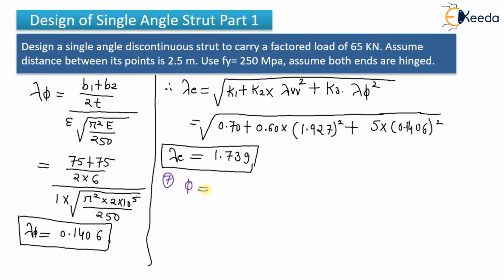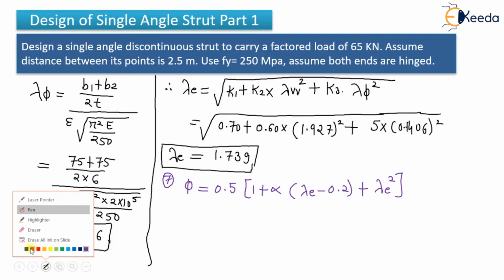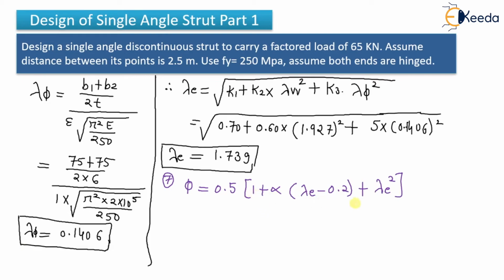So what is phi? Phi is equal to 0.5 in a bracket. It is again given on the same page, page number 48. You can find that formula. Lambda E minus 0.2 plus lambda E whole square. So this is the formula for phi. Now the question is, what is the value of alpha? Because the rest of the things you know: lambda E is known, 0.2 is just a number, 0.5 is just a number.